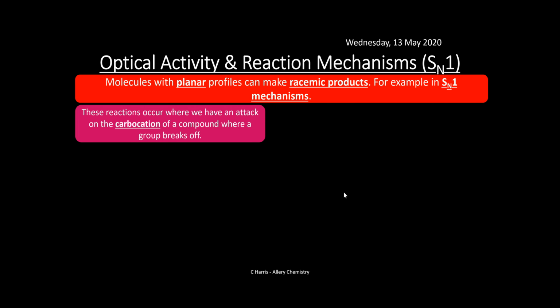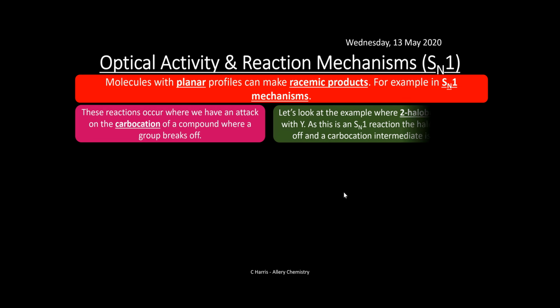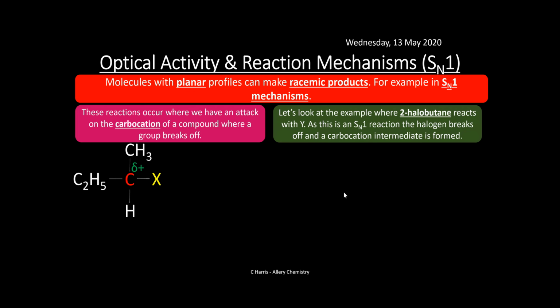These reactions occur when we have an attack on the carbocation of a compound where a group breaks off. Okay, so we have a carbocation. Remember, a carbocation is a molecule with a carbon that has a positive charge. So let's look at the example where 2-halobutane reacts with Y, as this is an SN1 reaction. The halogen breaks off and the carbocation intermediate is formed. Remember, with SN1s we form an intermediate in these types of reactions. So let's have a look.